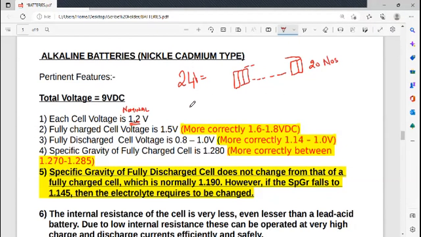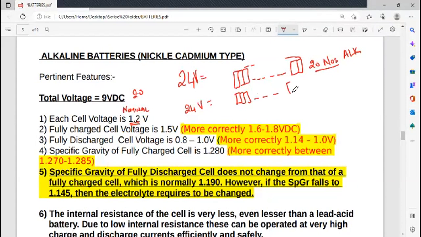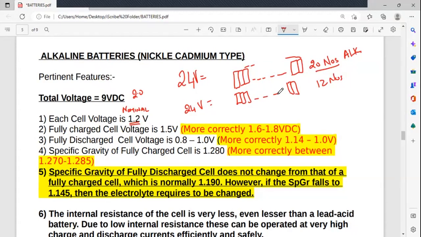Whereas for 24 volts using your lead acid battery, what did we say was the nominal voltage? Nominal voltage was 2 volts. So 24 divided by 2, you need only 12 cells. So your alkaline batteries require 8 more such cells as compared to your lead acid batteries.